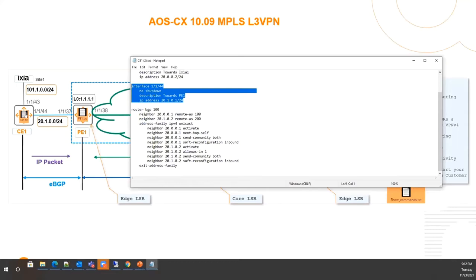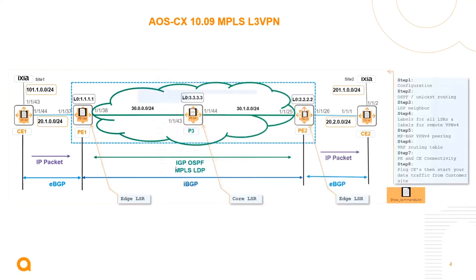Between your customer side and the CE1, you can run whatever you wish, right? That is not under our control. But what we are recommending is run the eBGP between CE1 and PE1, run the iBGP for MP-BGP between the PEs. And here for the LDP to work, we are only recommending to run the IGP as OSPF today.